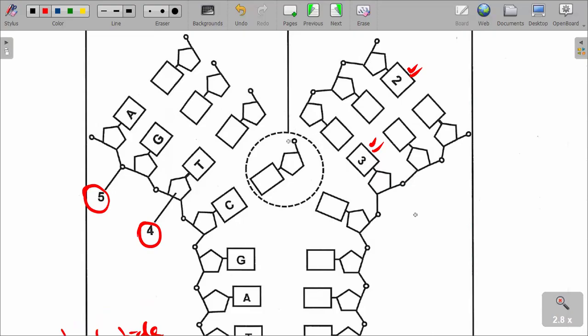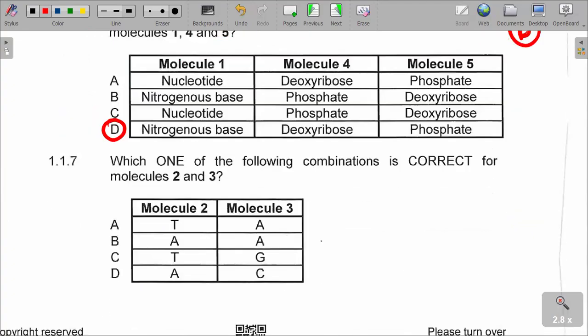And then we can also see that 3 is paired with adenine. The complementary base for adenine is thymine. Therefore, we can say that the correct combination is 2 is thymine, and 3 is guanine.